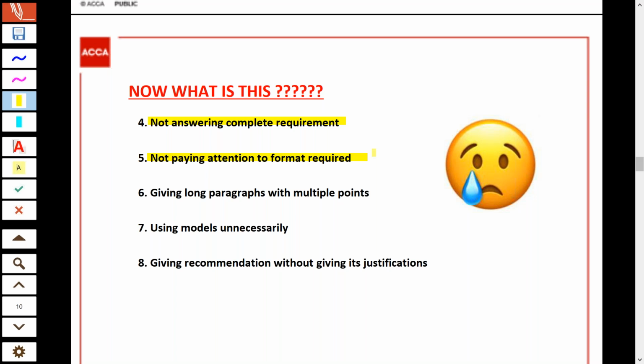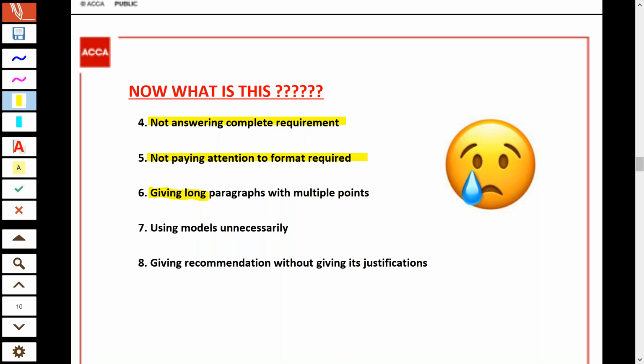If he has asked for presentation slides, then he expects to see presentation slides. If he asks for a briefing note, he expects to see a briefing note. Why the hell do students not produce the formats required? I am unable to understand, and I am sure even you guys are unable to understand how these kind of mistakes creep in. I hope you guys don't make these mistakes.